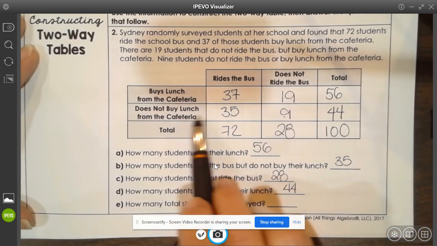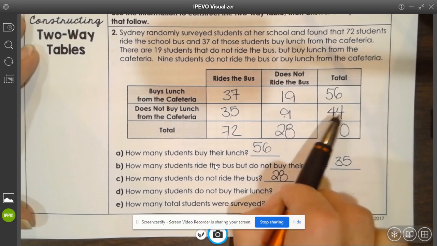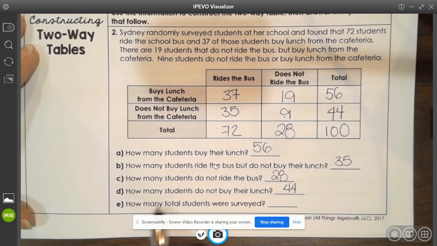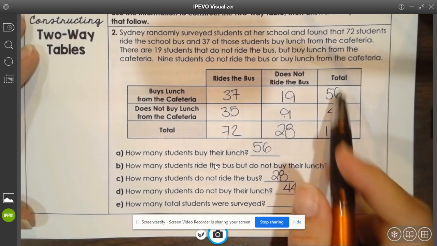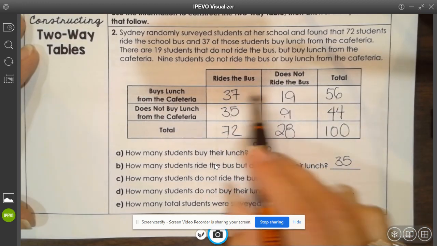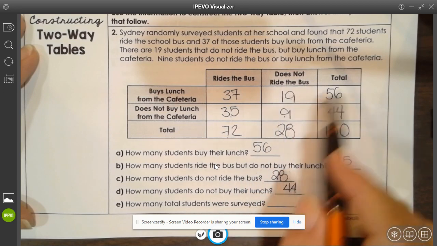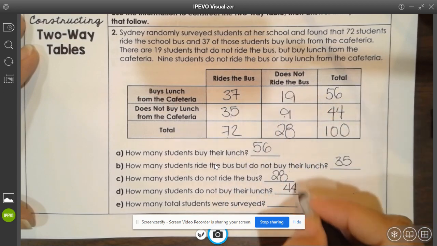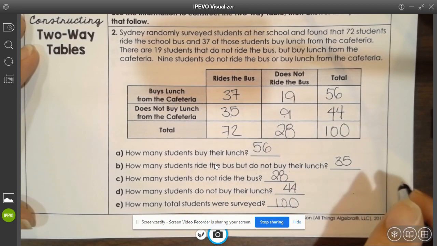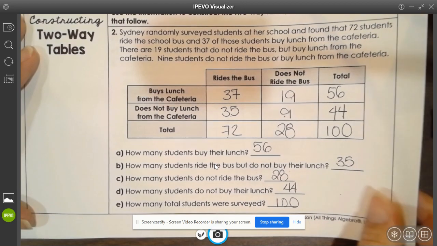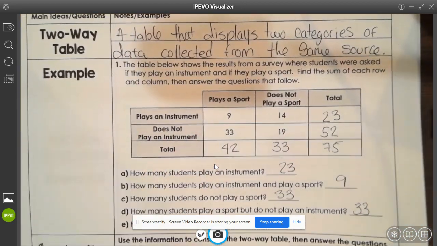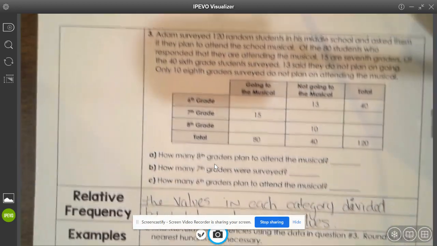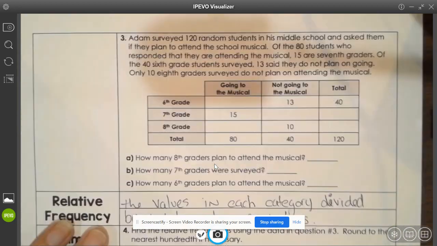I'm sorry, they're asking you for the ones that do not buy their lunch. That's 44. How many total students were surveyed? Well, we found this number. The total number was 100. Both rows and both columns gave you that. 100 students. Okay. All right, that's constructing a table, and that's when you have actually the numbers there. All right, let's keep going.